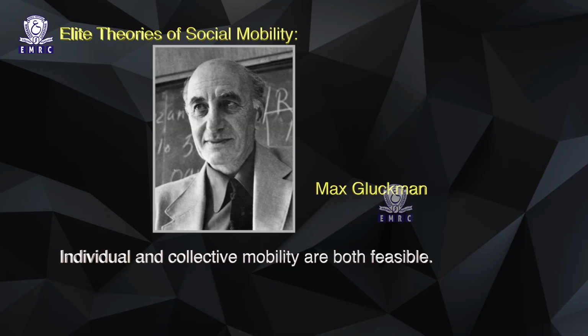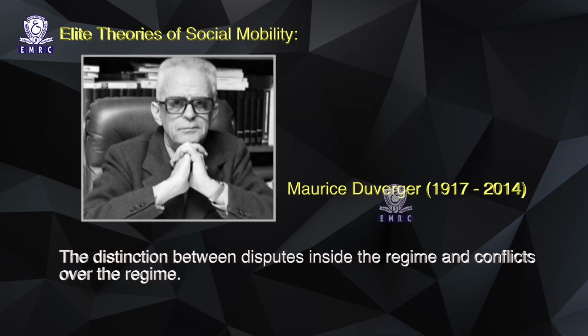In Pareto's idea, there were two forms of circulation. In the first, talented people from lower social classes rise through the ranks when the skills of higher groups are brought into question. Lower strata groups are more prone to challenge and destroy such groups' supremacy. To put it another way, individual and collective mobility are both feasible. In the context of changes in African chiefdoms, Max Gluckman has referred to this as repetitive change. Of course, it is possible that such a change does not occur within the bounds of a given system, but instead results in the system, that is, the structure of positions, being altered. And this is known as a distinction between disputes inside the regime and conflicts over the regime, according to Maurice Duverger.